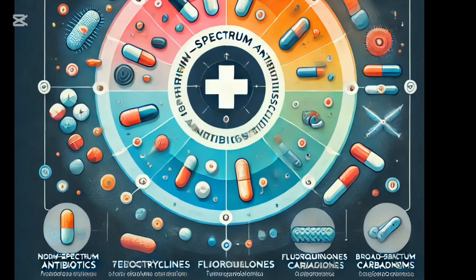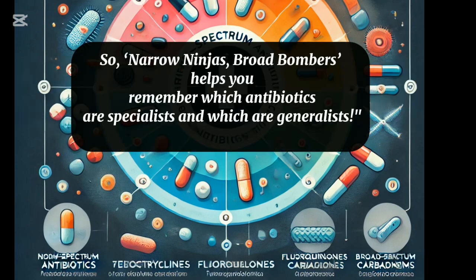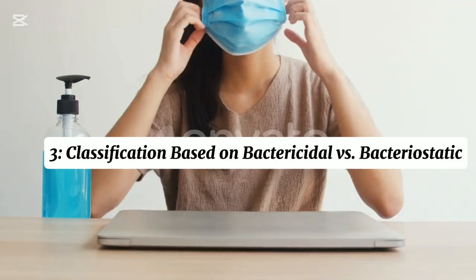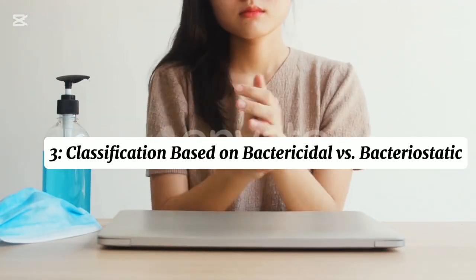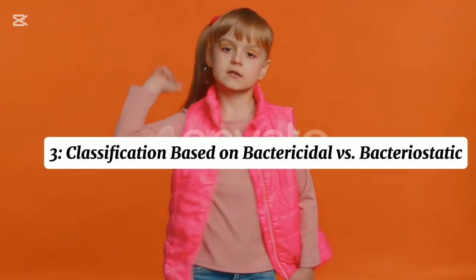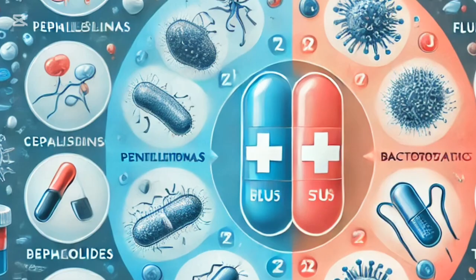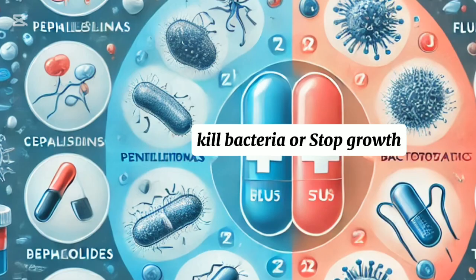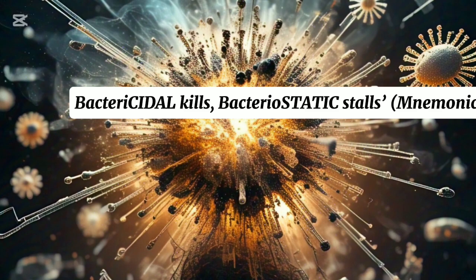So, "Narrow Ninjas, Broad Bombers" helps you remember which antibiotics are specialists and which are generalists. Classification based on bactericidal versus bacteriostatic. Now, let's talk about whether antibiotics kill bacteria or just stop them from growing. Use this mnemonic: Bactericidal kills, bacteriostatic stalls.